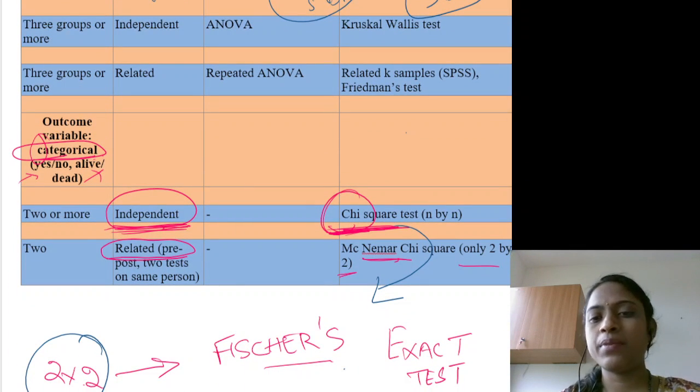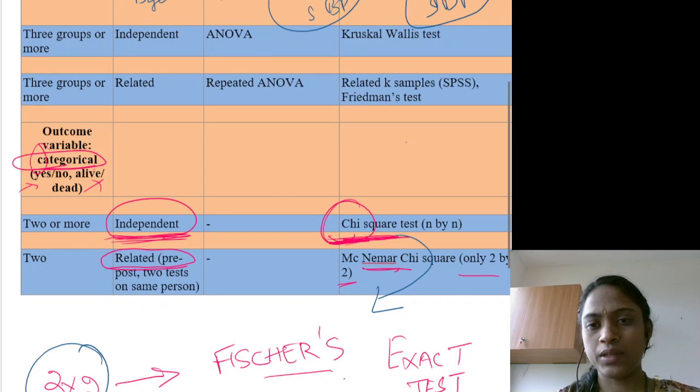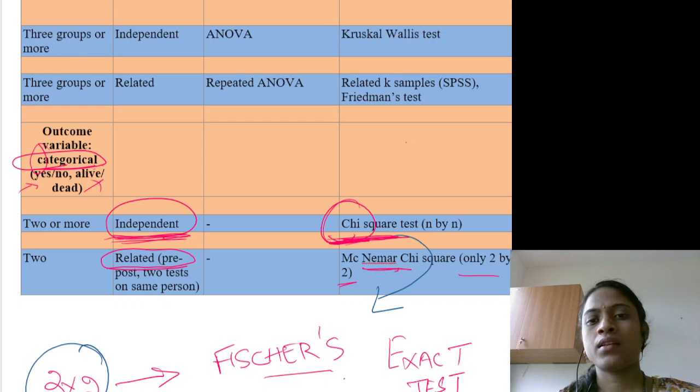Now, if the outcome variable is continuous and the number of groups is 3 or more, independent groups, then we will use ANOVA. ANOVA means analysis of variance. Again, if the assumptions are satisfied. If the assumptions are not satisfied, then we will use Kruskal-Wallis test.